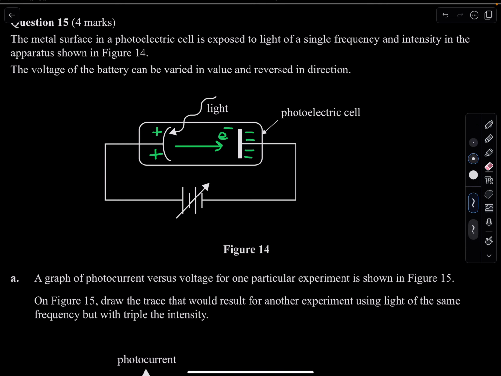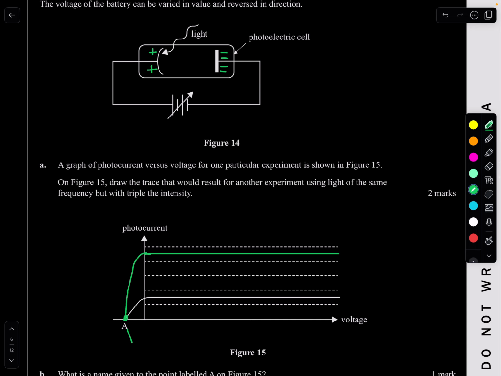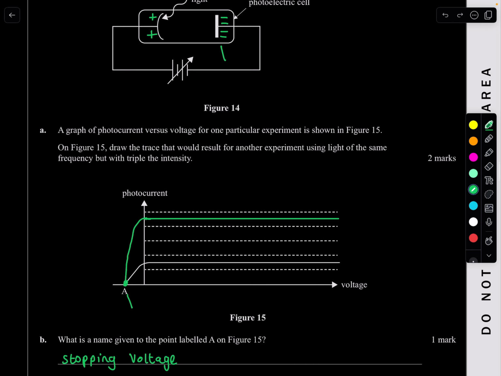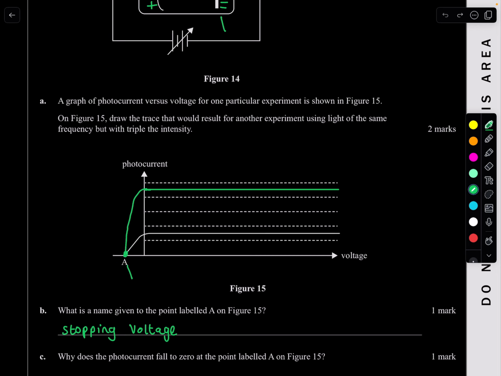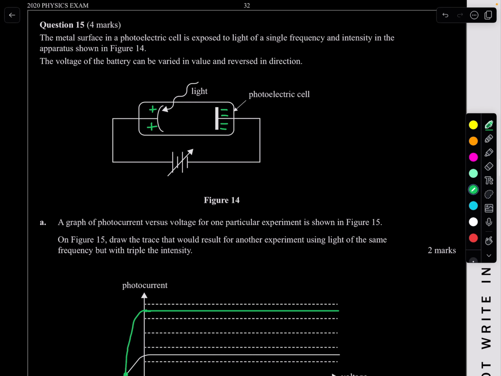So now electrons are released, but guess what's happening? This is negative and this is positive, so the electrons are going to go the opposite way because they're repelled by that negative. So it's a voltage that does not allow any photoelectrons to reach this negative electrode. As you can see from here, that's where the photocurrent is 0. It's a voltage that stops all the photoelectrons, even those with the highest energy, from reaching the negative electrode. Hence no photocurrent is produced. I hope that makes sense.